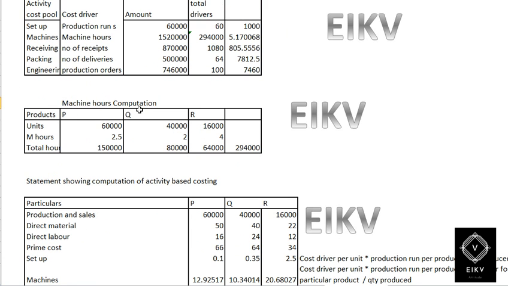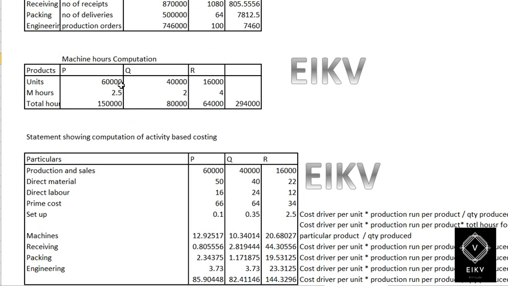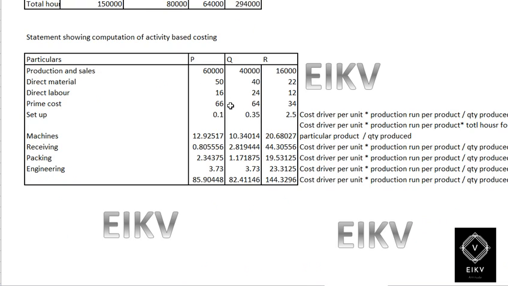Now the machine hour computation. We have already computed the labor hour, and this is the machine hour. The units of P, Q and R are 60,000, 40,000 and 16,000 and the machine hours will be 2.5, 2 and 4. When we multiply the units with machine hours, we will get 1,50,000, 80,000 and 64,000, for 2,94,000 as the total machine hours.